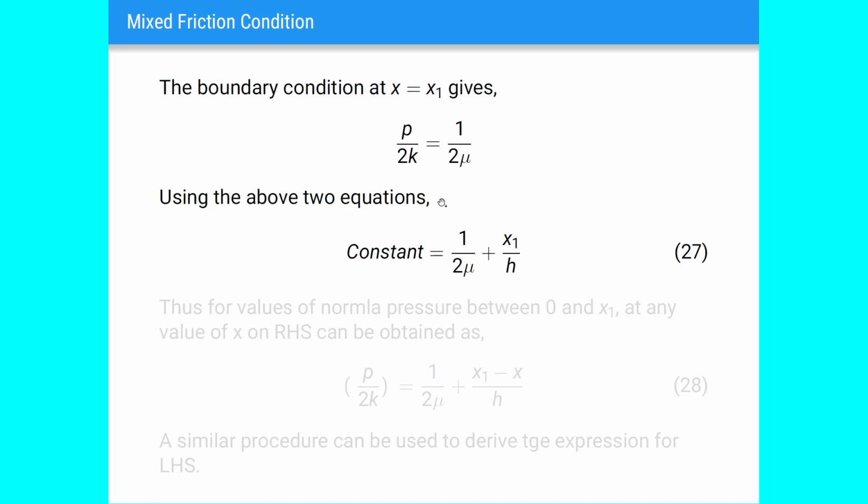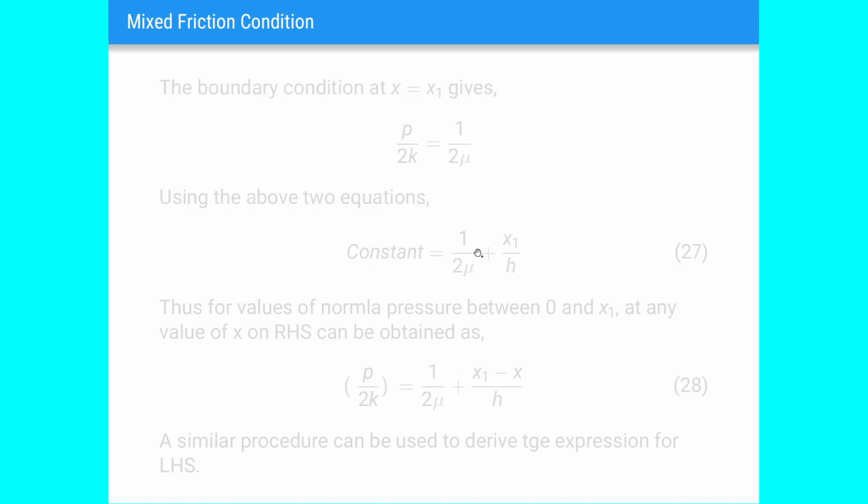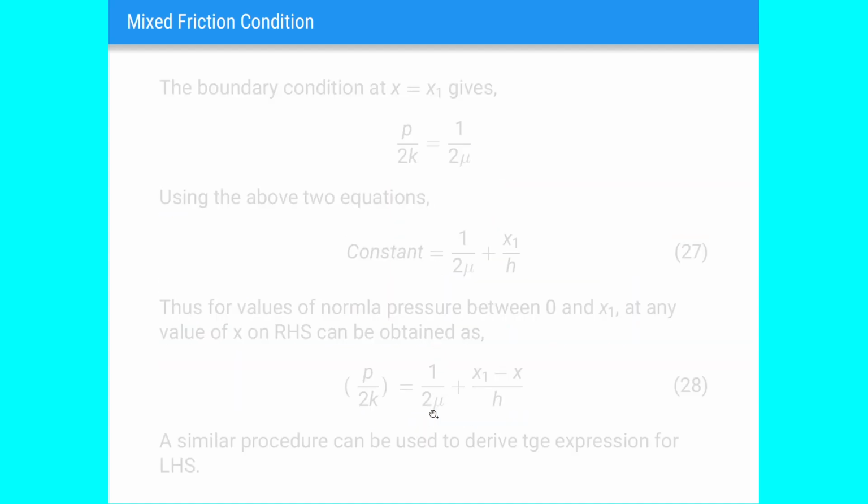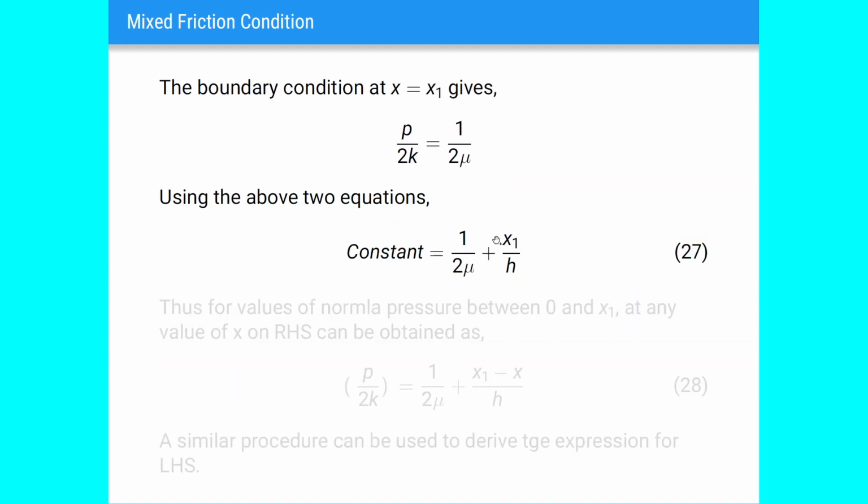Using the above equations, we will get the constant, that is C equal to 1 upon twice mu plus x1 upon h. Since we are saying that p upon 2k equal to minus x upon h plus constant, so this will be constant equal to p upon 2k plus x1 upon h. So this is from equation number 26.